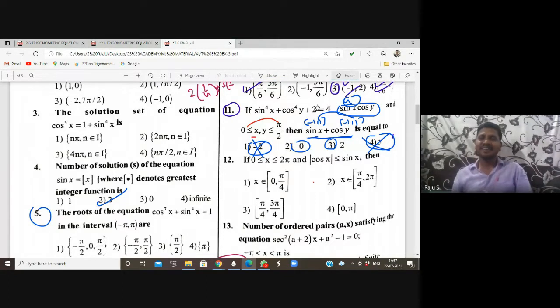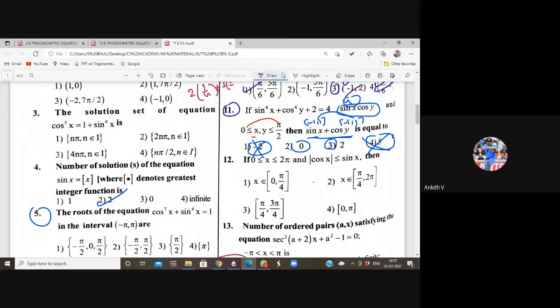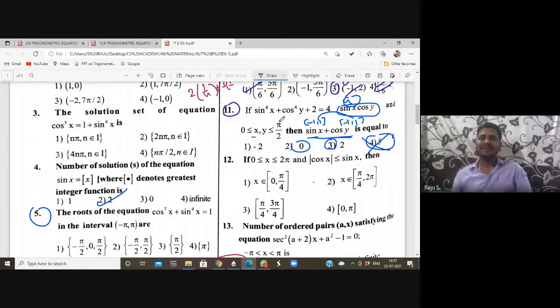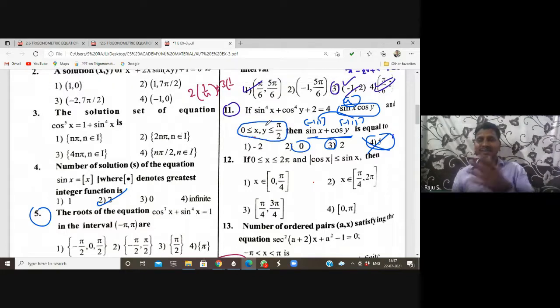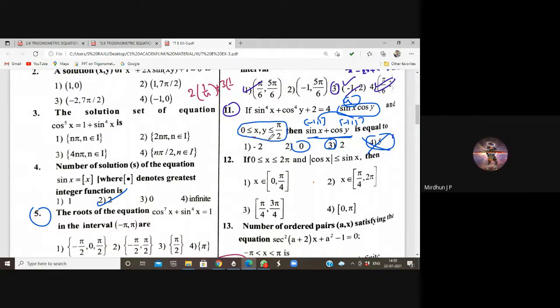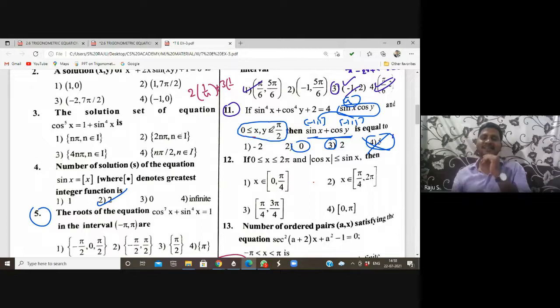Sir, x and y are greater than or equal to 0 and less than or equal to pi by 2. Here, what are x and y? They are given in the first quadrant, so we get only positive values, no negative values. Yes, first quadrant alone. How could sin and cos be negative? Never. Understood?